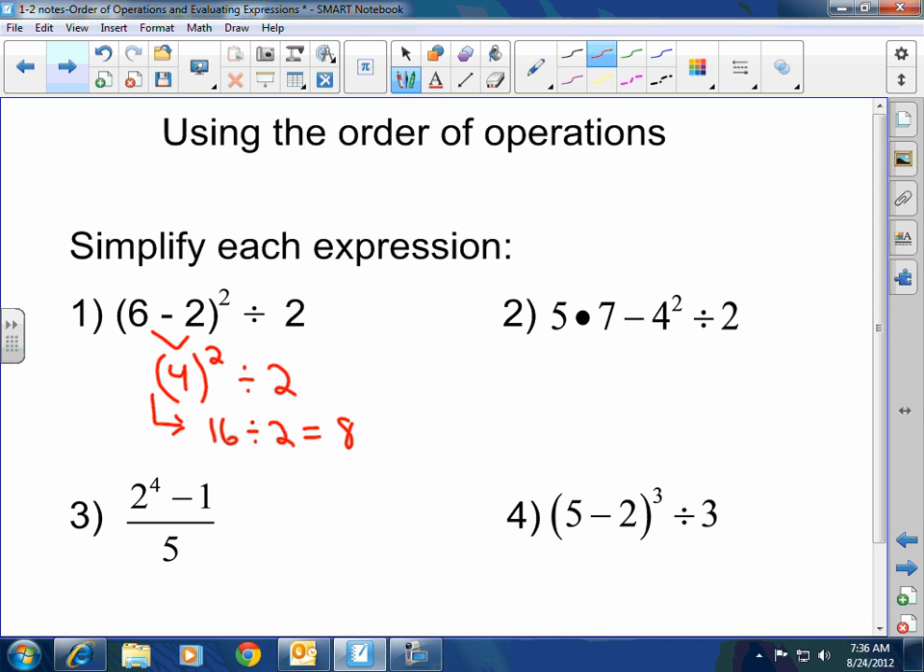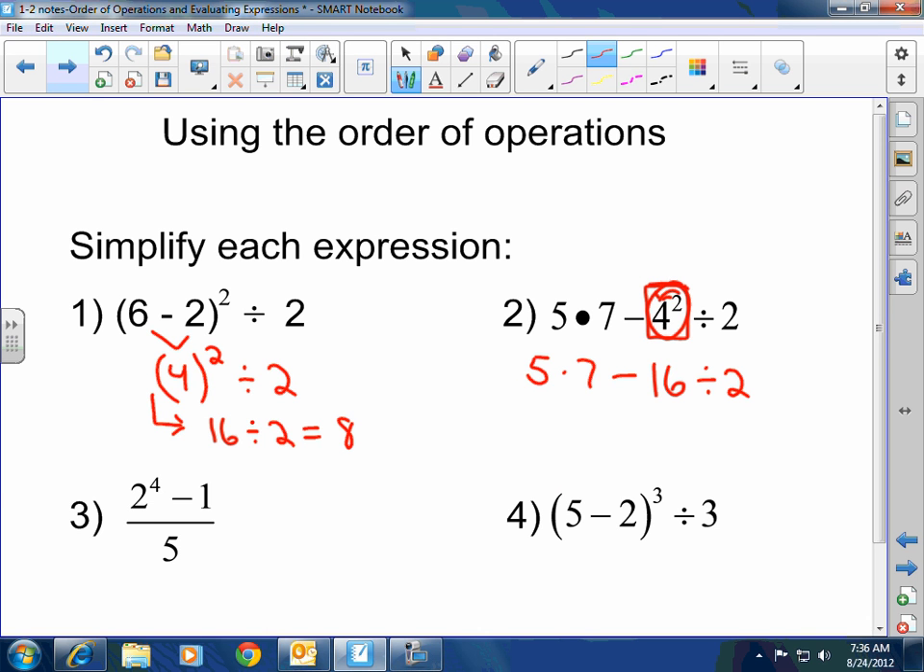Okay, I have 5 times 7 minus 4 squared divided by 2. I don't have any parentheses, but I do have exponents. So I have 5 times 7. Be careful with this negative. This is just minus 4 squared. Remember, only the 4 is activated here by the exponent. So that's 16 divided by 2.